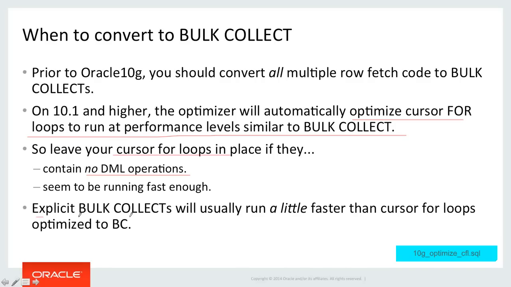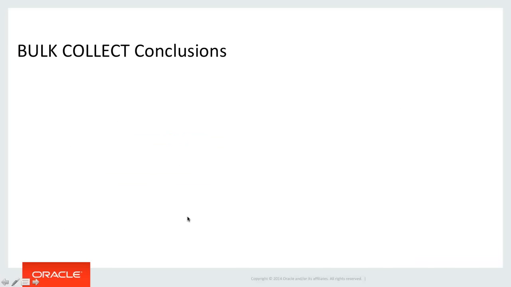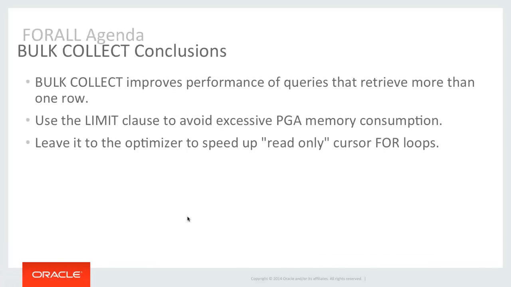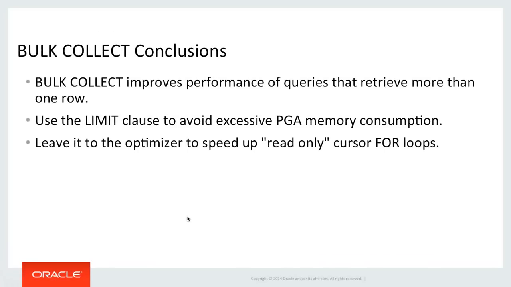Possibly if you do make an explicit conversion, it will run a little bit faster than cursor for loops, but probably not at the level of performance that you would ever notice. So read-only cursor for loops, leave them as they are, and you should be fine. But if you have a cursor for loop or any kind of loop with DML inside of it, then it's a different story. So concluding on bulk collect, and we'll move on to FORALL.